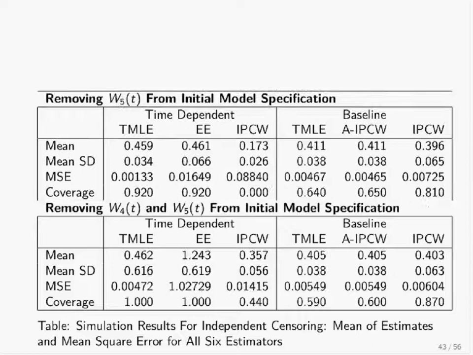But here, look at this last table. Here we removed both viral load and CD4 from the models for fitting the censoring and the hazard regressions, and now we start seeing the estimating equation methodology having a mean estimate of a counterfactual probability of 1.24. So that's truly horrific. And IPCW is also very biased. Still, you see that somehow TMLE is relatively unbiased.